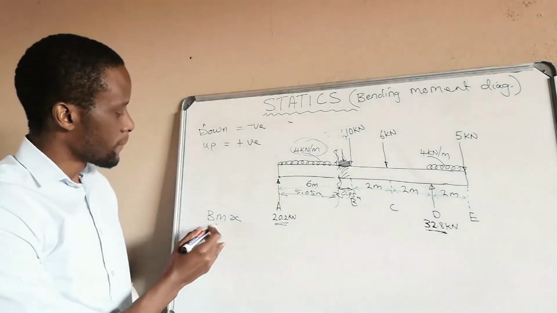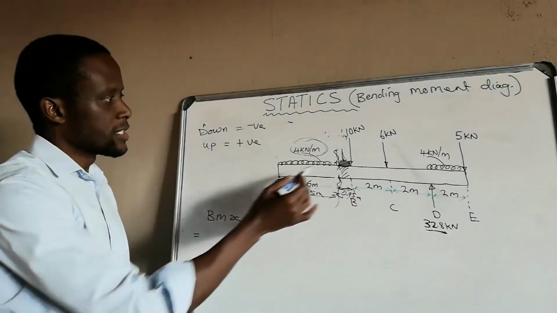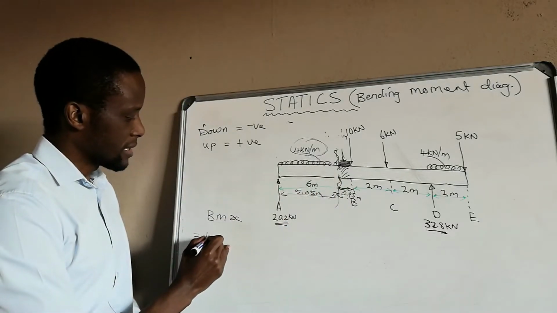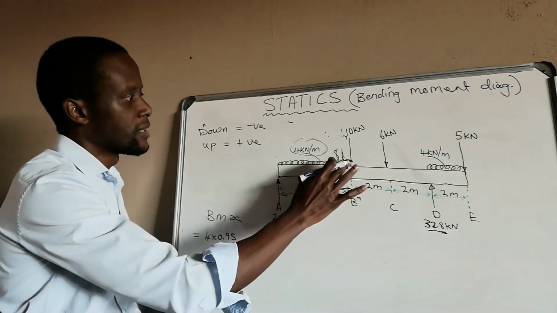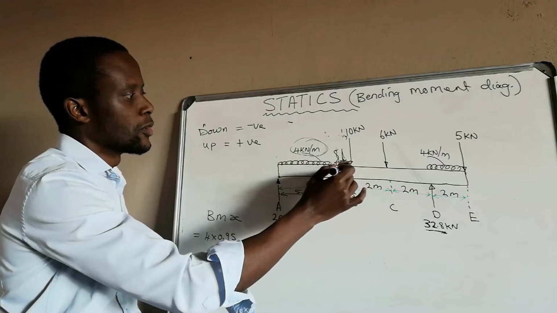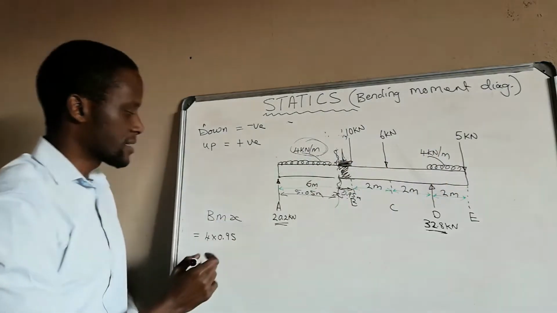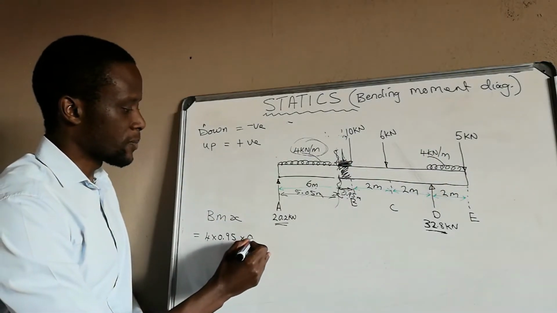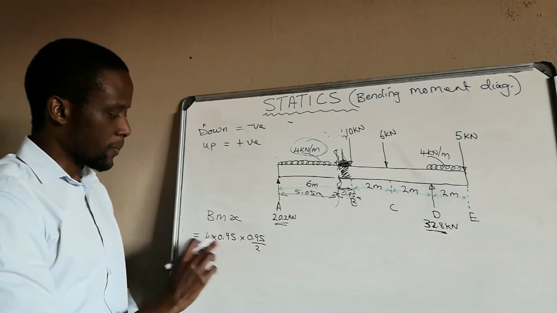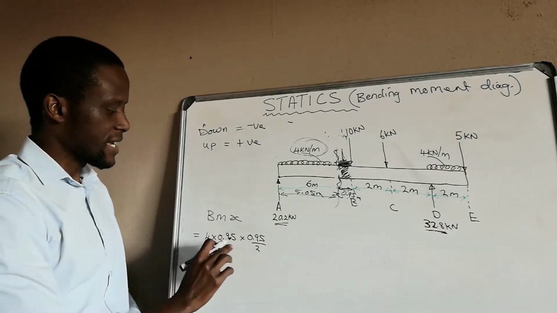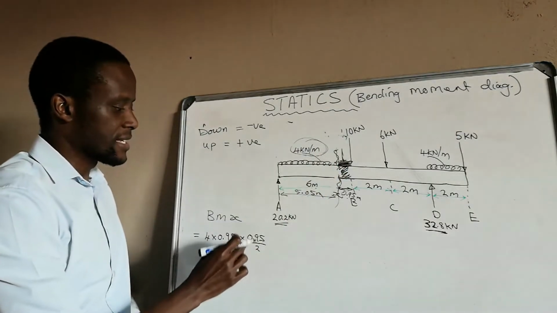Alright, so for bending moment at X, we are taking the right side. We'll take the 4 kilonewtons times 0.95. This 4 times 0.95 gives us the entire load at that point, only that distance. We forget about the left side, we concentrate on that right side. We multiply by 0.95 over 2. This is the distance to where we are applying the load. 4 times 0.95 gives us the entire load acting at that point.